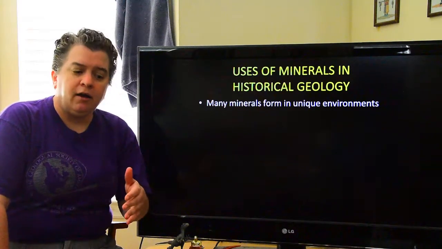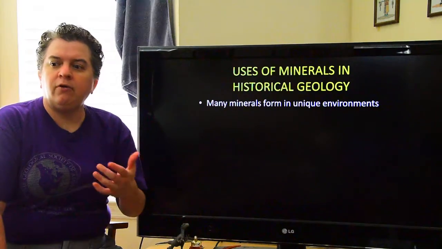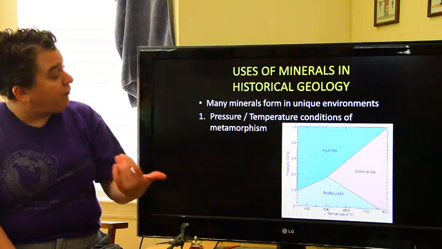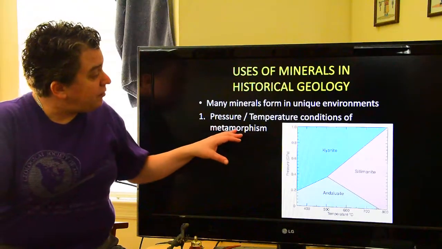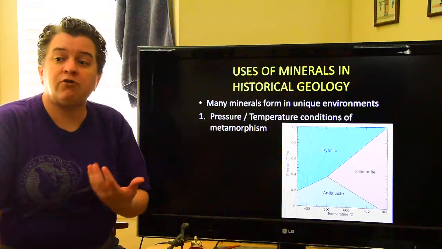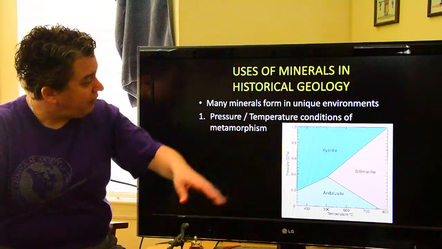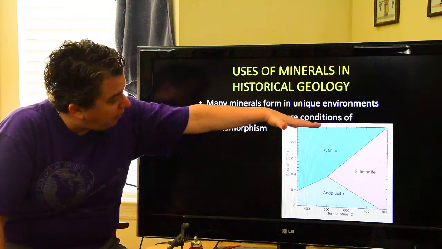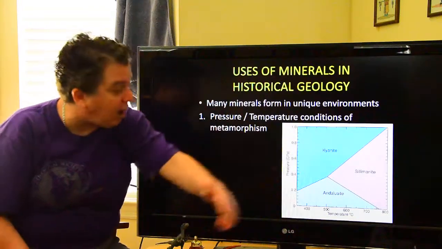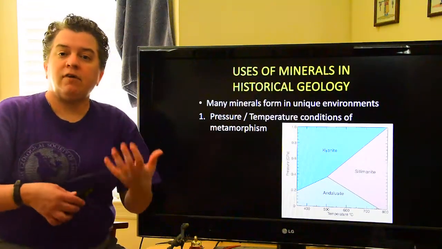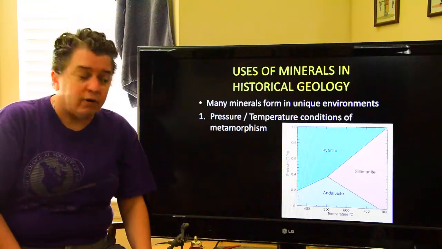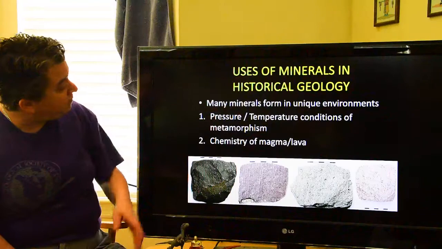So if you find that particular mineral, you know the environment of formation. For example, certain metamorphic minerals form under certain temperature and pressure regimes. Like kyanite is always going to be at higher pressures, andalusite at lower pressures, sillimanite at higher temperatures. So that's going to tell you a little bit about the conditions under which the rock formed.